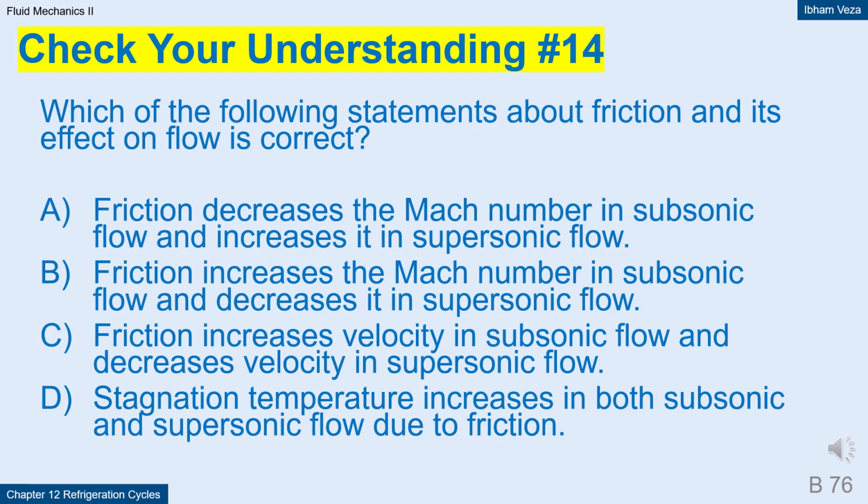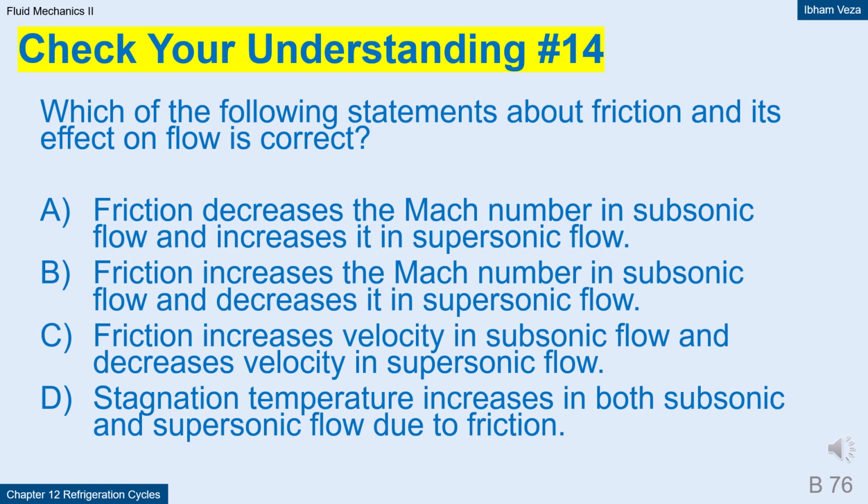Answer B. Friction increases the Mach number in subsonic flow and decreases it in supersonic flow. Explanation. A. Friction decreases the Mach number in subsonic flow and increases it in supersonic flow. This is incorrect because it is opposite to what is stated here. B. Friction increases the Mach number in subsonic flow and decreases it in supersonic flow. This is the correct answer. Friction accelerates subsonic flow, increasing the Mach number, and decelerates supersonic flow, decreasing the Mach number.